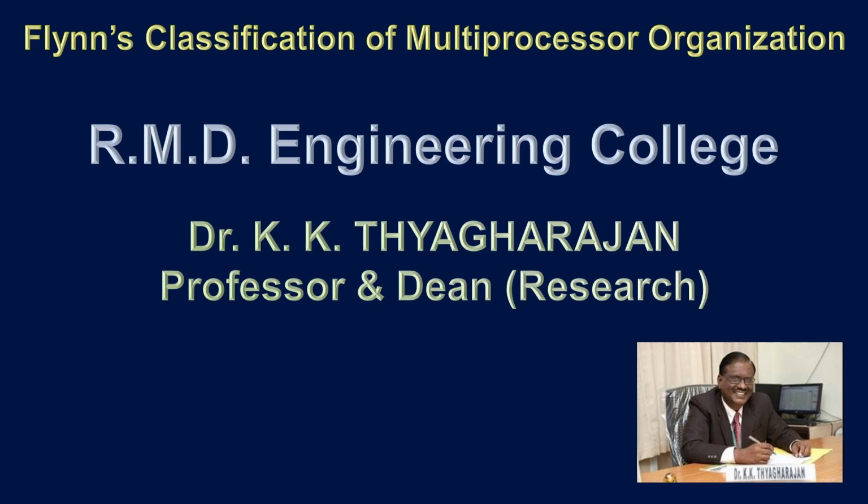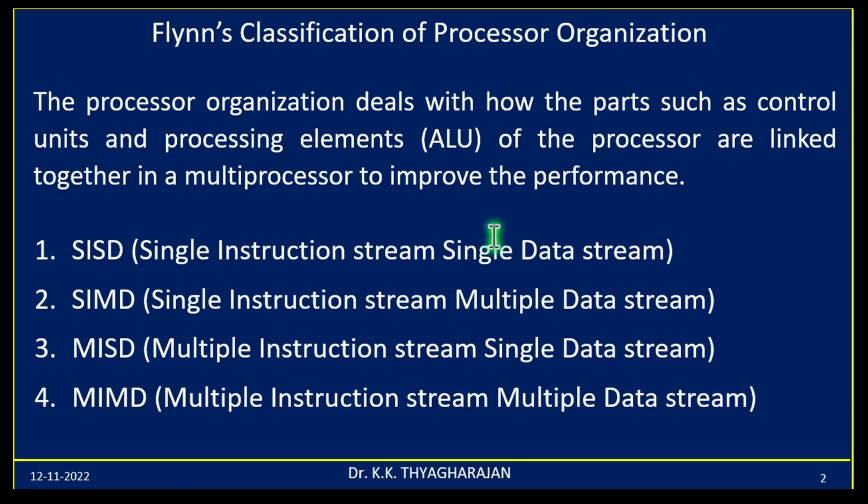So today let us see the Flynn classification of processor organization. In a multiprocessor organization, many control units will be there and many ALUs will be there. A single ALU can also have many functional units because an ALU can have an adder or a multiplier. Then for bringing the data from the memory, it can have a functional component. So an ALU or processing element can have many functional units.